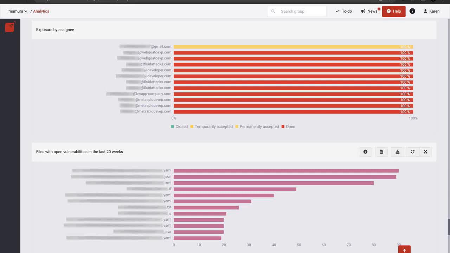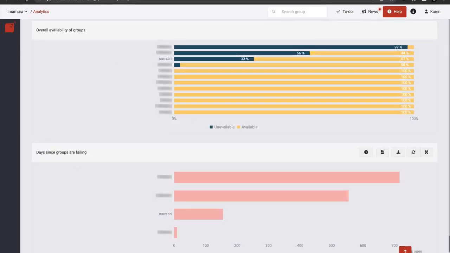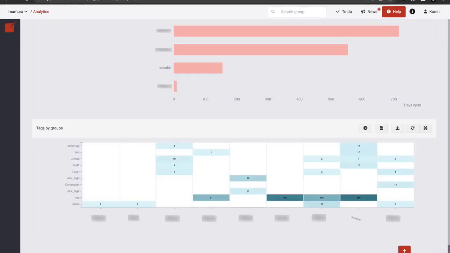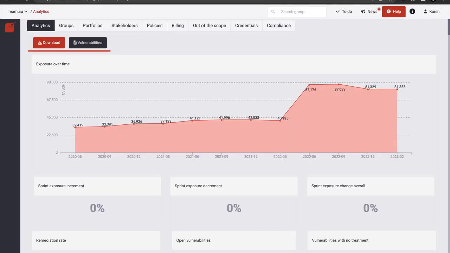Then, see the percentage of time during which each group has had unsolved events since its creation. And see the duration of the oldest unsolved event in each group. Lastly, you can visualize the amount of each of your tags being used in each of your groups. Let's go back to the top of this section. Here, you have the options to download all the analytics as a PNG file and a file with all the vulnerabilities reported to your organization.